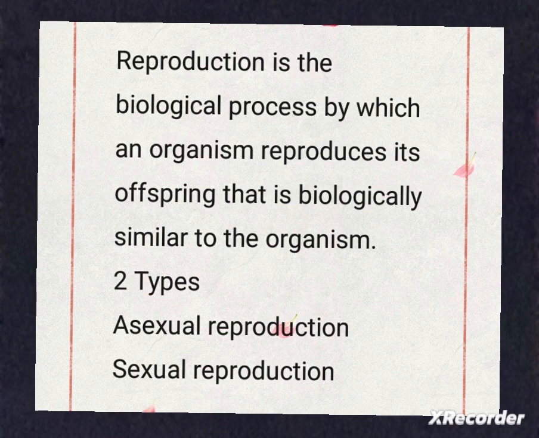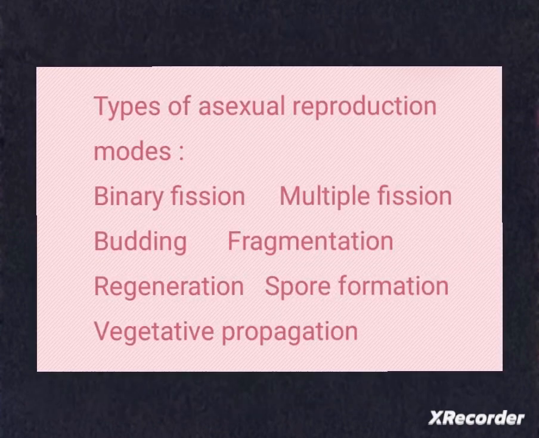Different organisms follow or reproduce by different methods or modes. Let's know how an unicellular organism reproduces. Unicellular organisms usually follow asexual method of reproduction. Different types of asexual reproductions in unicellular organisms are like binary fission, multiple fission, budding, fragmentation, spore formation, vegetative propagation, regeneration, etc.